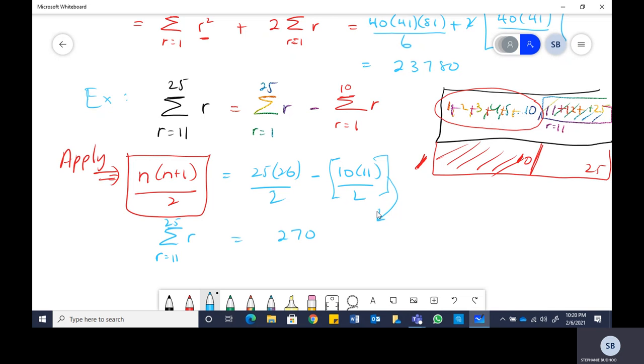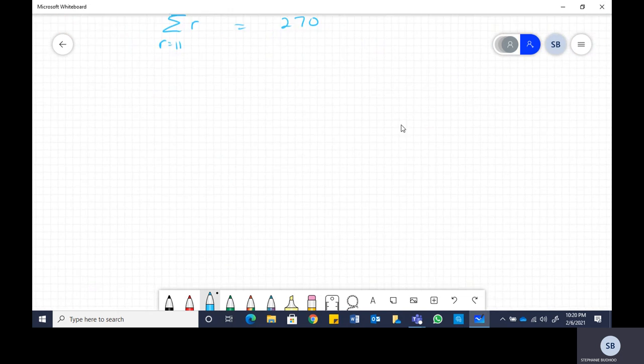All right, so so far we have been dealing with finding the sum of a series involving consecutive numbers all the way. Values from 1 to 10, 1 to 40, 11 to 25, finding the sum of parts of a series. Next, what we are going to do is actually, what if I have space here?